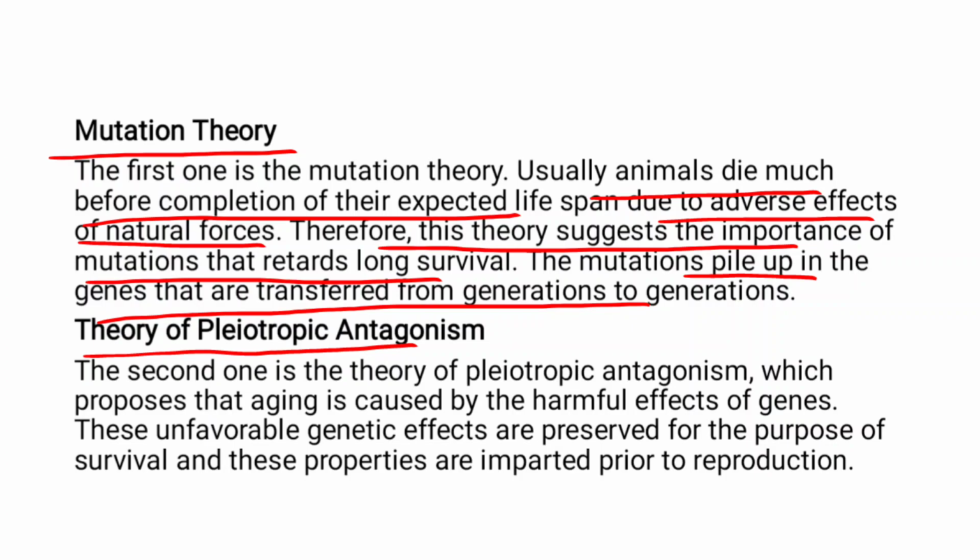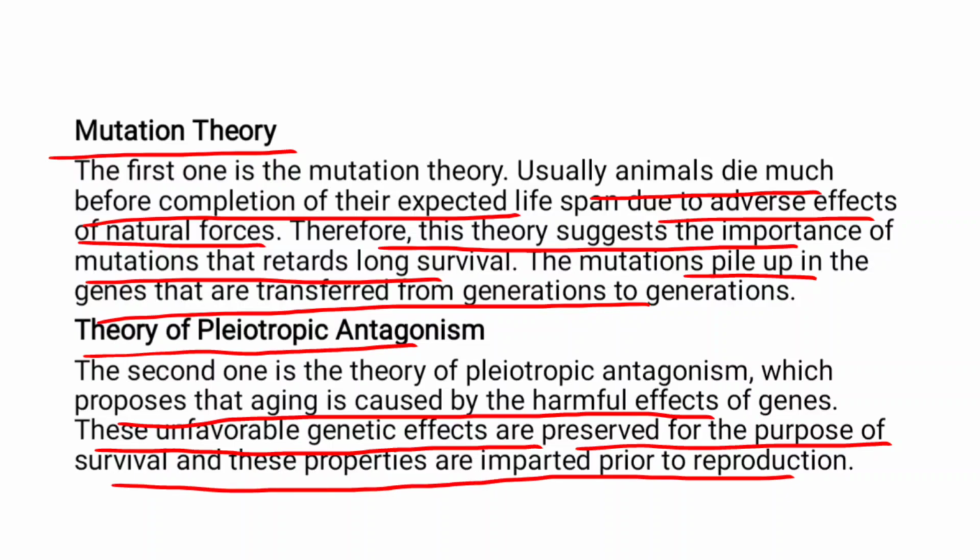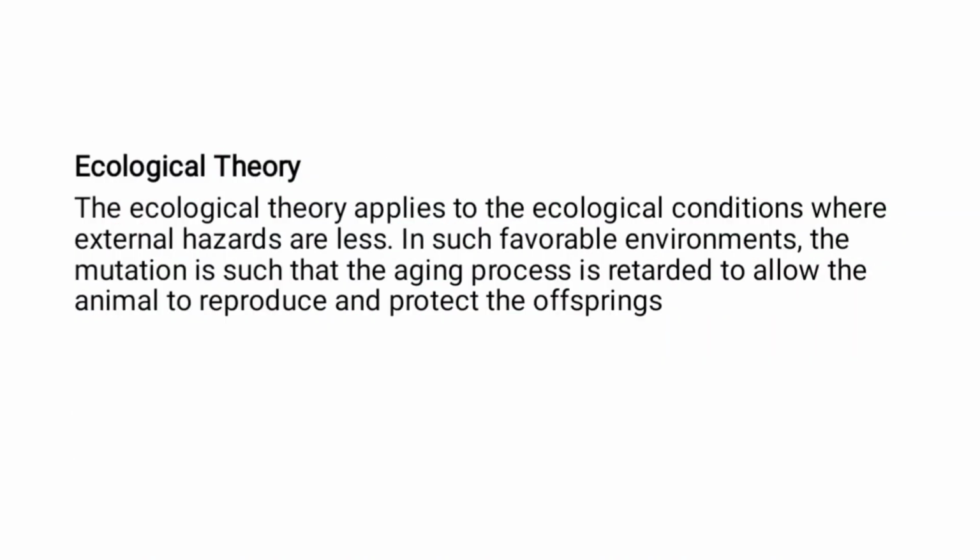The second theory is the theory of pleiotropic antagonism. This theory proposes that aging is caused by the harmful effects of genes. These unfavorable genetic effects are preserved for the purpose of survival, and these properties are imparted prior to reproduction.